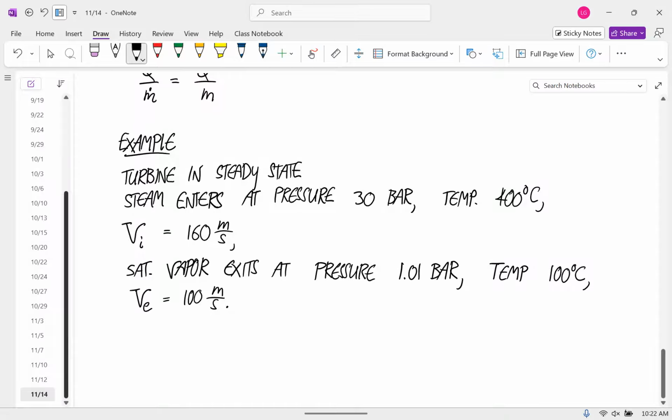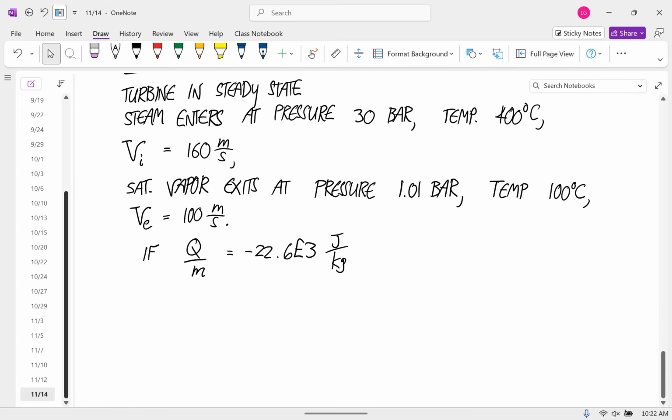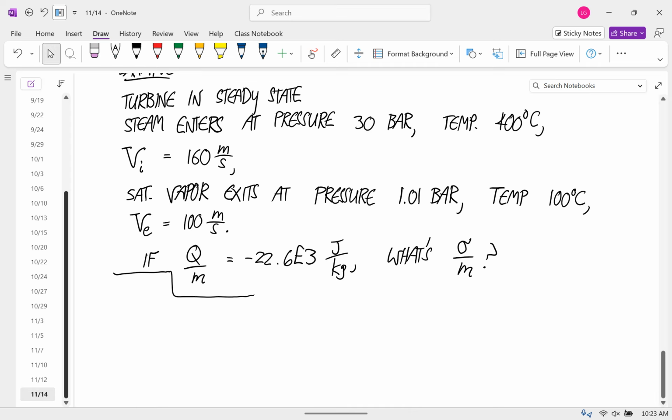And if we're given that the rate of heat transfer per mass that goes through this device is negative 22.6 times 10 to the third joules per kilogram, what's the rate of entropy production per mass that moves through that device? Okay, so this is a turbine.